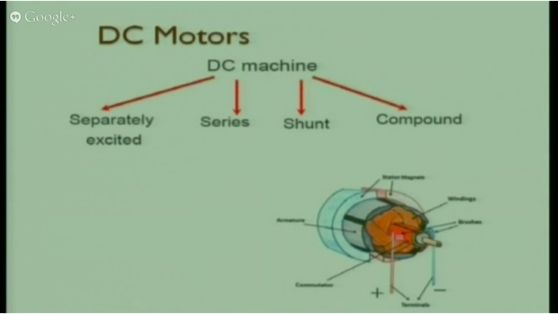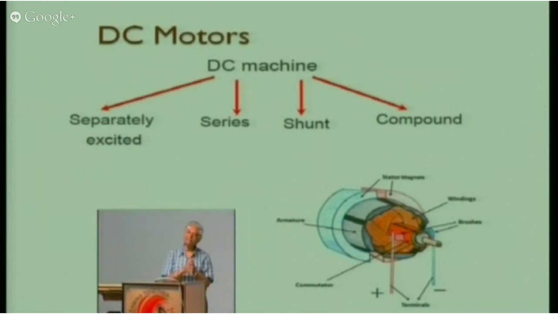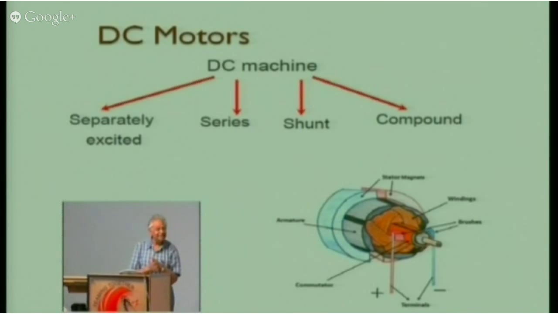Why DC machine? Can anybody tell me what a DC machine is? How do I say the DC machine? Suddenly I started talking about DC machine. You see, DC machine, DC motors, DC generators. A DC machine could be a DC motor. It could also be a DC generator. So difference kya hai dono mein? What is the difference? Again, I'm saying that DC motor and DC generator, both are DC machines.